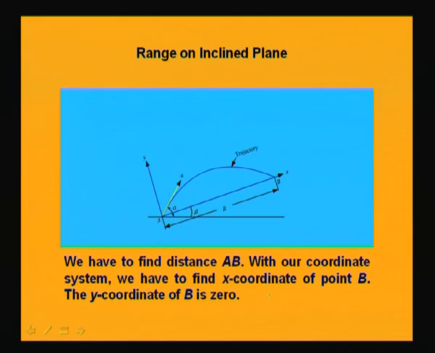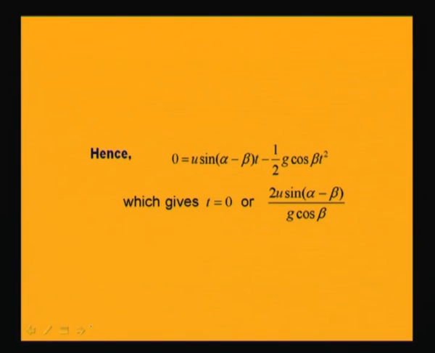We have to find x coordinate of point B when the y coordinate is 0, because at both the places A and B, y coordinate is 0. Now, if we put y = 0 = u sin(α − β) t − ½ g cos β t², which gives two solutions, t = 0 or t = 2u sin(α − β) divided by g cos β.